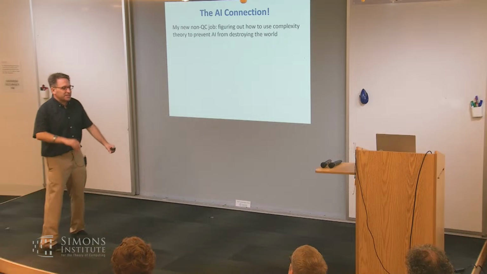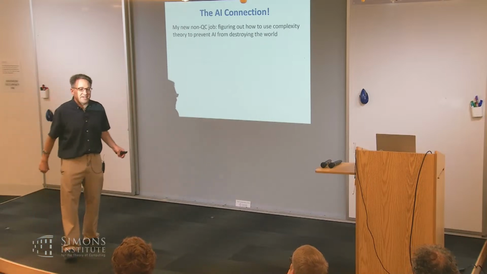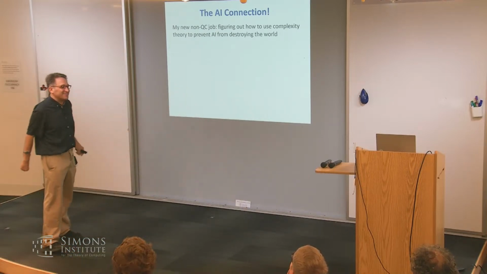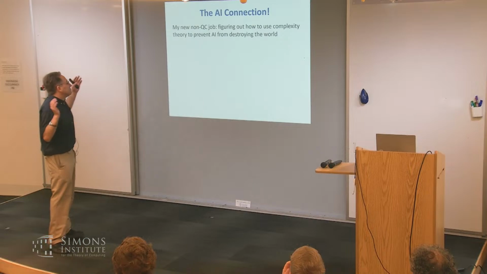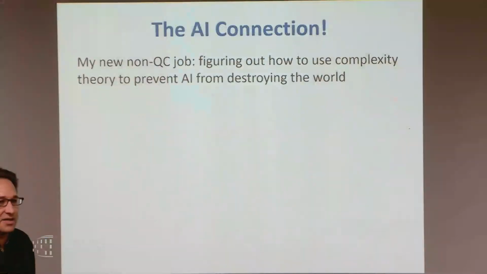So what I wanted to say, in maybe the last few minutes of the talk, is what on earth does any of this have to do with AI safety? Because that's the out of left field part. So my new non-quantum computing job: I've been working at OpenAI for 2 years, trying to figure out how to use complexity theory to prevent AI from destroying the world. I haven't figured it out yet, and I have only until August until my contract is over.